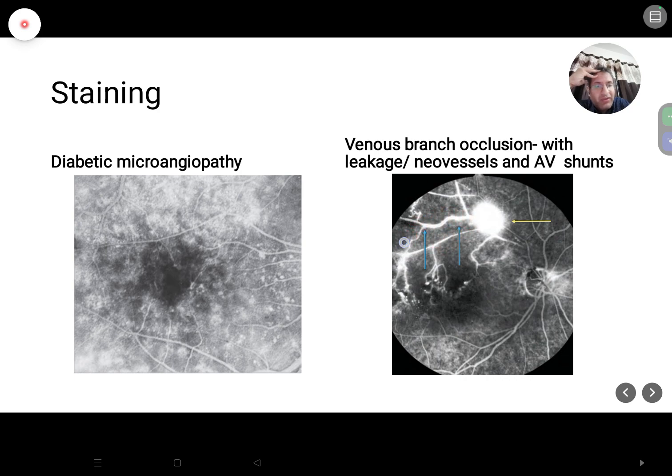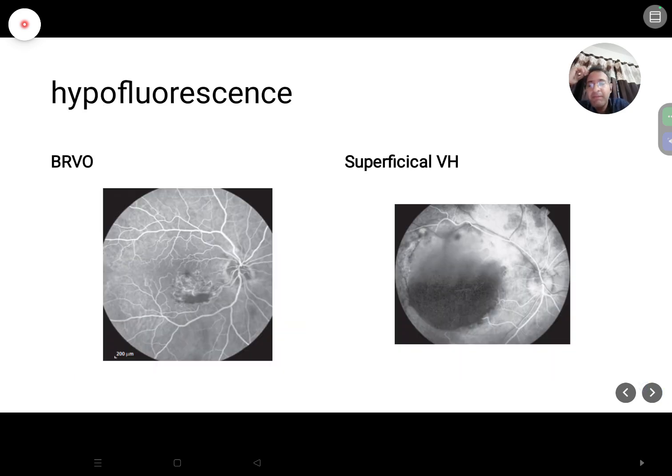These blue arrows are the example of staining, and it can happen with anything like new vessels, AV shunts, because the veins can't leak the vessels so fast in the late phase. That's why this staining is happening there. So next we will come to hypofluorescence.